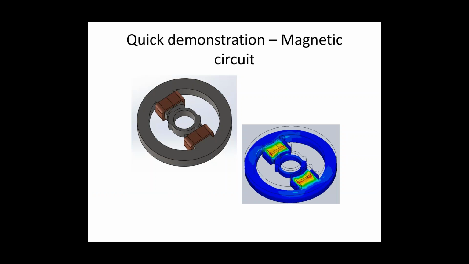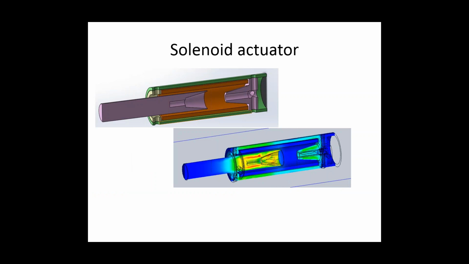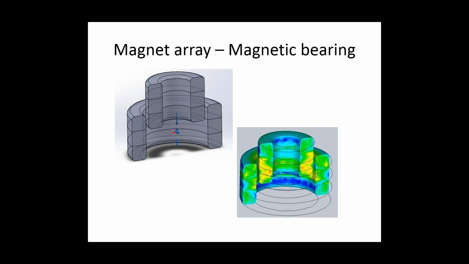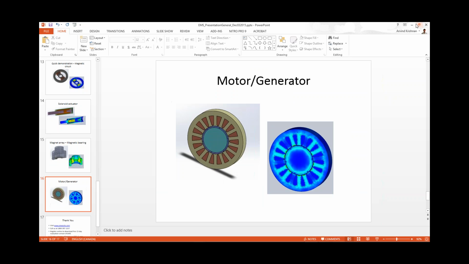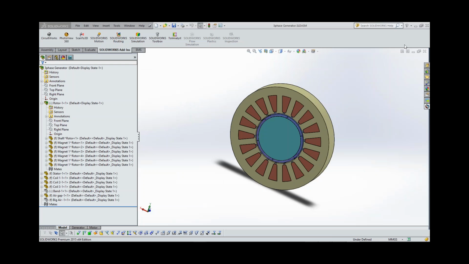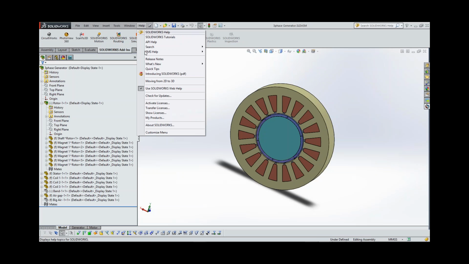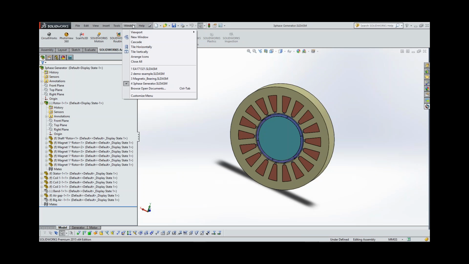Well, I'm going to run through a few examples. So we're going to take a look at a magnetic circuit. We're going to take a look at solenoid type simulation. We're going to take a look at magnetic array and finally a motor. So what I'm going to do now is I'm going to switch myself to my SolidWorks, where we are going to take a look at a few examples.